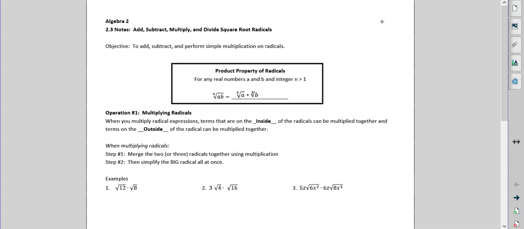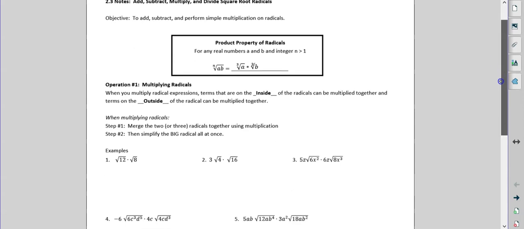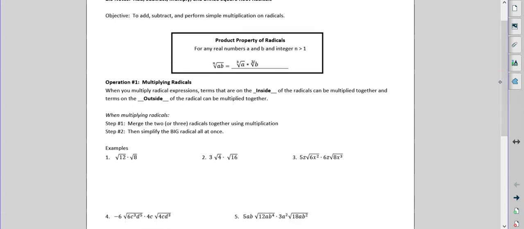All right, 2.3. We're going to be adding, subtracting, multiplying, and dividing square root radicals. Just square root. Okay, so product, multiplication. If you have, like say, a square root of AB or a cube root of AB, we're going to be talking about square roots in this one. So the square root of AB is the same thing as the square root of A times the square root of B, or cube root of A times cube root of B.